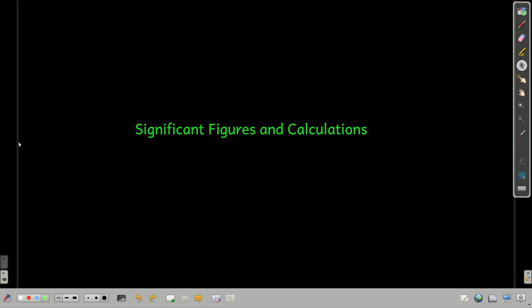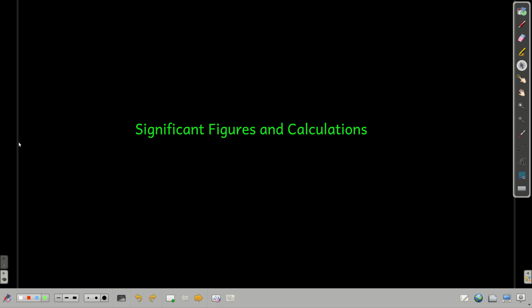So in this module, we're talking about significant figures and calculations. The idea is that every time we take a measurement, the number associated with that measurement has some uncertainty associated with it. And it's important to carry that information through on any calculations that we do.